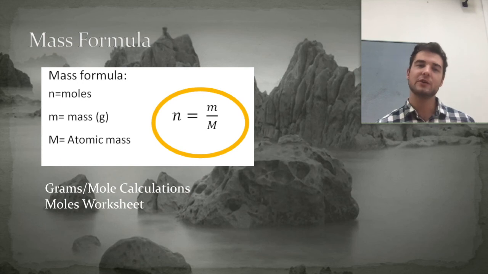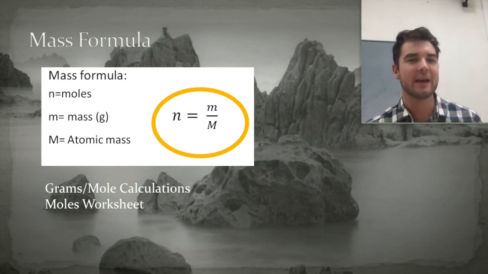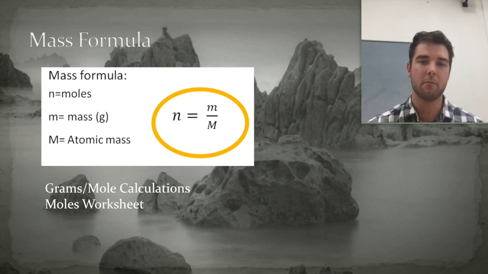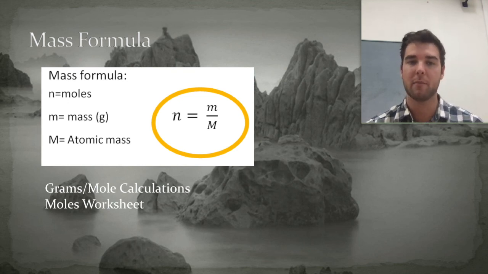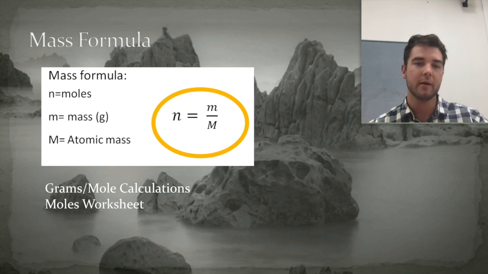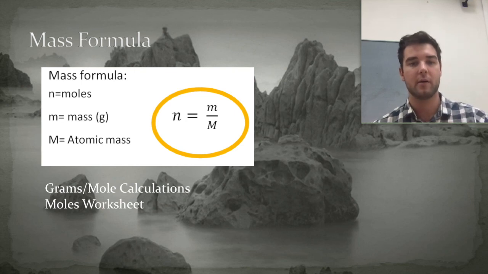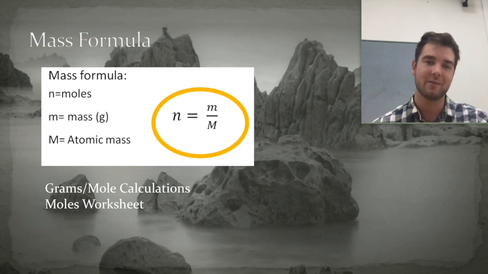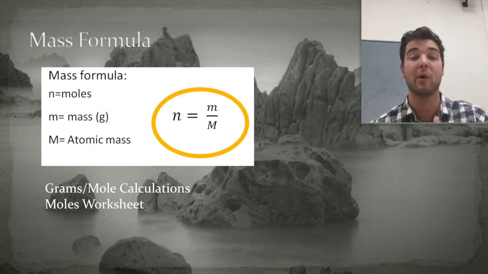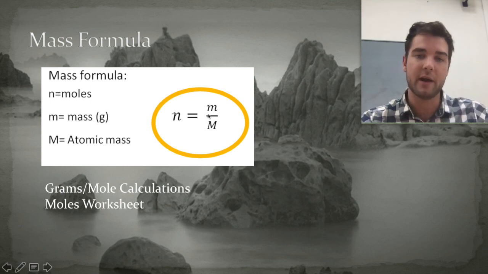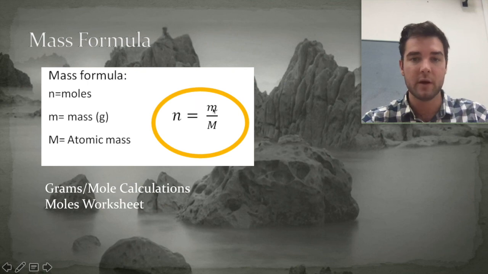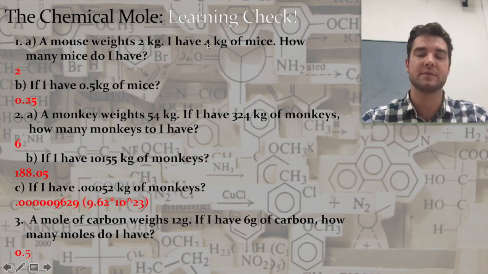What you've actually been using there is the mass formula. In this case, it was mice or monkeys. It wasn't moles, it was mice or monkeys. But you effectively looked up the monkey mass or the mouse mass, and I'm trying to make the point that that's similar to our molar mass, and you divided by that. You took the mass that you actually had and divided it by that number. So in the case of the first example, you have 4 kilograms of mice.